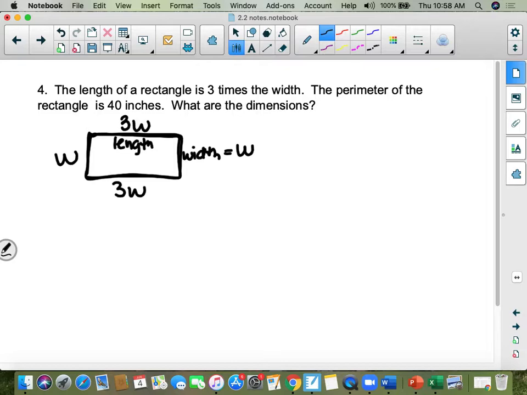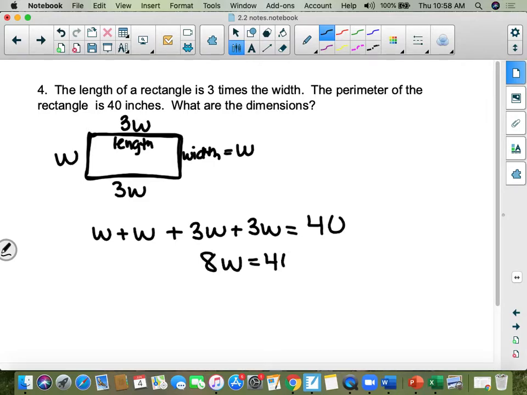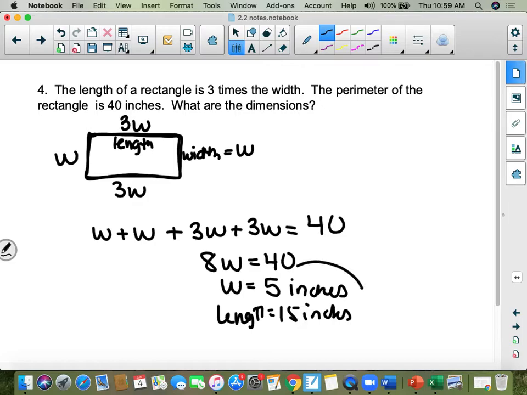So if you want to put a fence around it, you're going to have a W plus a W, which are your 2 widths, and then your 2 lengths are 3W and 3W. And the whole perimeter is 40. That's how many W's? That's 8W equals 40. So W is equal to 5 inches. And if your width is 5 and your length is 3 times, then your length is going to be 15 inches. Whenever you're doing story problems, make sure you label your answers.